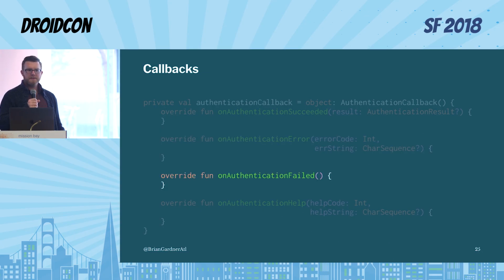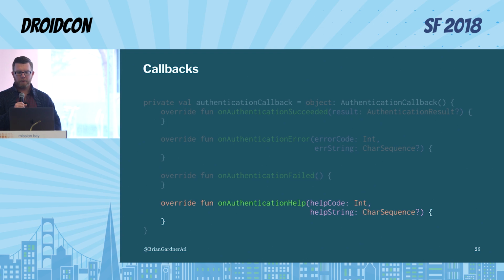On authentication failed is a little bit nicer. It basically just means, well, you tried once, it didn't work, but it allows the user to try again. And help is, well, trying to be helpful. So some sensors can basically detect if there's dirt on the sensor. So it can be like, hey, the user, you should clean your sensor to get a better reading. So it gives a little help string to tell the user what to do effectively.